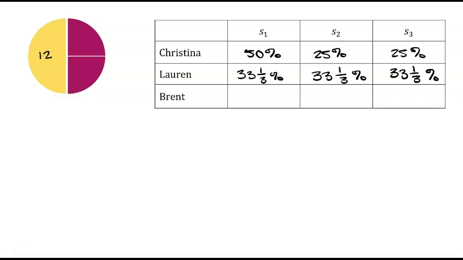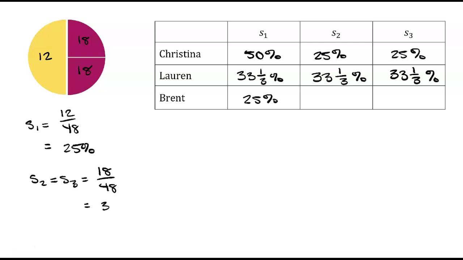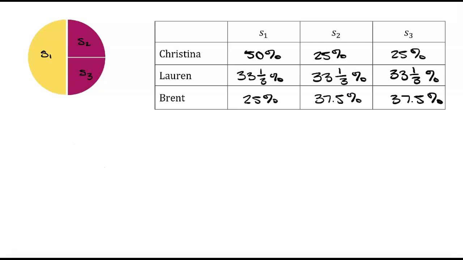With Brent, S1 was only worth $12, while S2 and S3 were each worth $18. That means that S1 is only worth $12 out of the $48, or 25%, while S2 and S3 were worth $18 out of the $48, or 37.5% of the total value of the cake. Now we can easily see which shares each player finds to be a fair share. Christina only finds share 1 to be fair. Lauren finds all 3 shares to be fair. Then again, they were the ones to cut the cake. And Brent only finds S2 and S3 as a fair share.